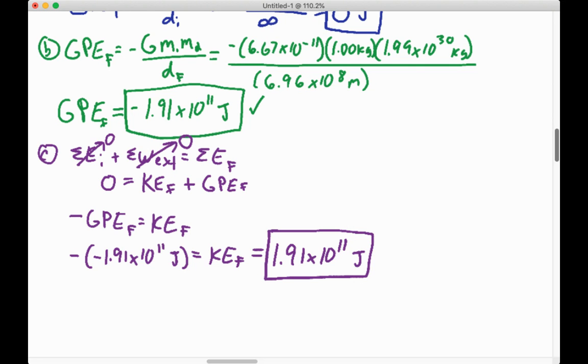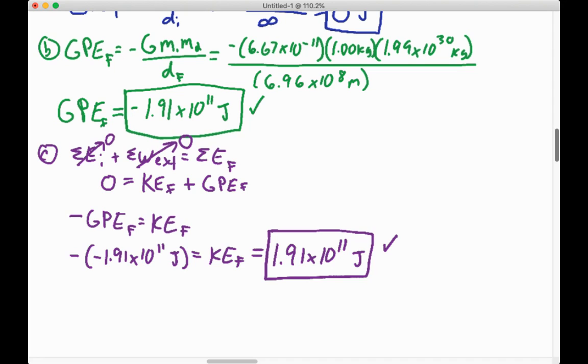Step, let's think of our answer. We solved for the right thing. We gave it the right units. This is energy, so it's going to be in joules. We got a big number. Well, that makes sense. We're dealing with astronomical things. And it's positive, which is good because kinetic energy can only be 0 or positive. So we should end up with a positive number in this case. So that looks pretty good.